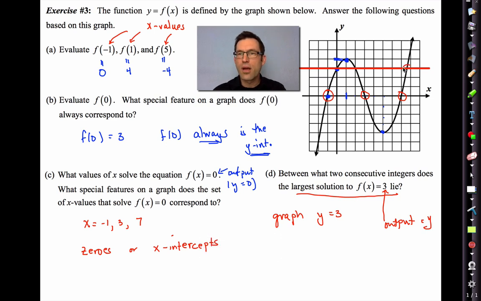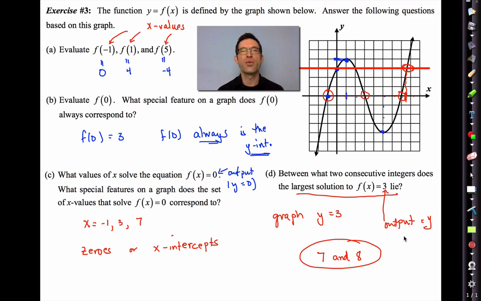And here is my largest solution. And it's not exact. It's not like an exact integer. So 1, 2, 3, 4, 5, 6, 7, 8, it must be between 7 and 8. All right? The other two locations where f of x equals 3, x equals 0 and x equals 2, well, those are easy, right? But that one's kind of tricky.